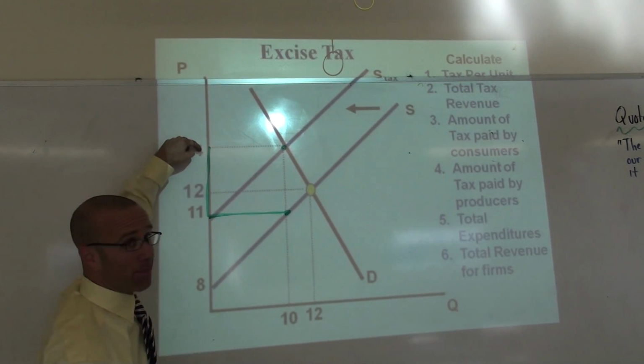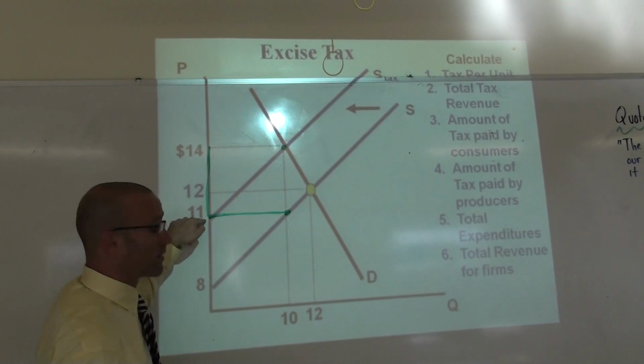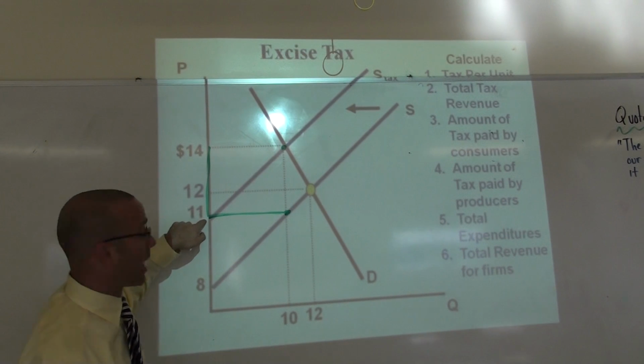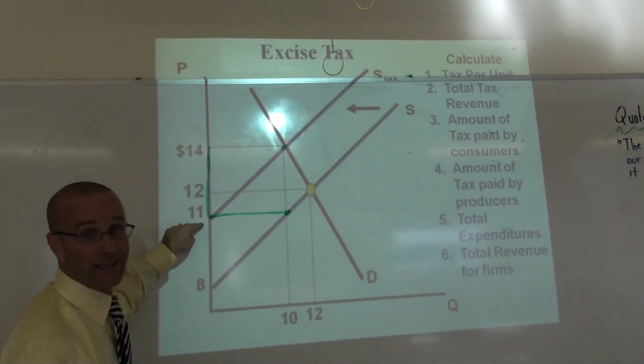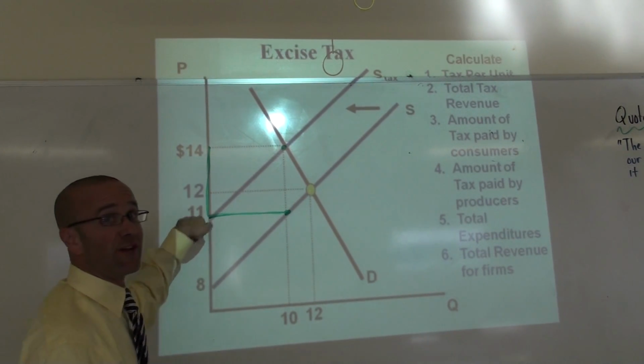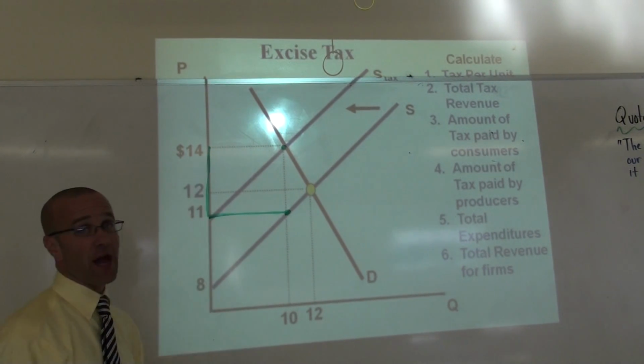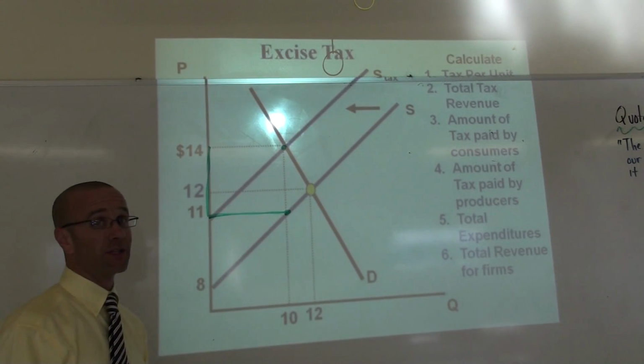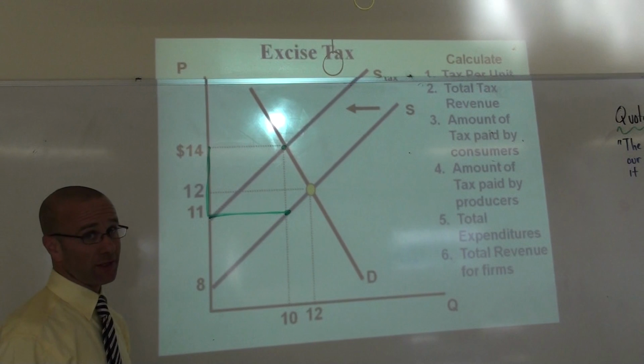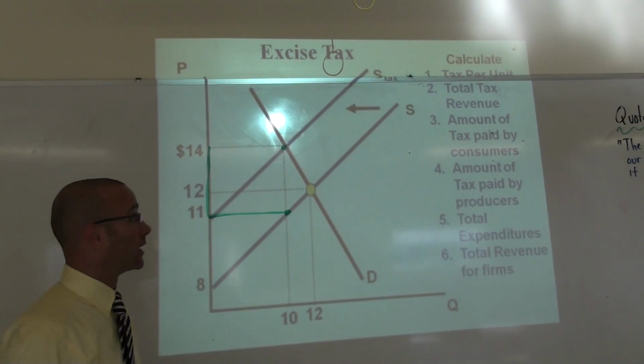It's the price that buyers are now paying minus the vertical distance to the old supply curve, which is also the price that the sellers are going to receive per unit. Not all this $14 goes to the seller, some of it goes to the government. $11 is going to go to the seller, $3 will go to the government.